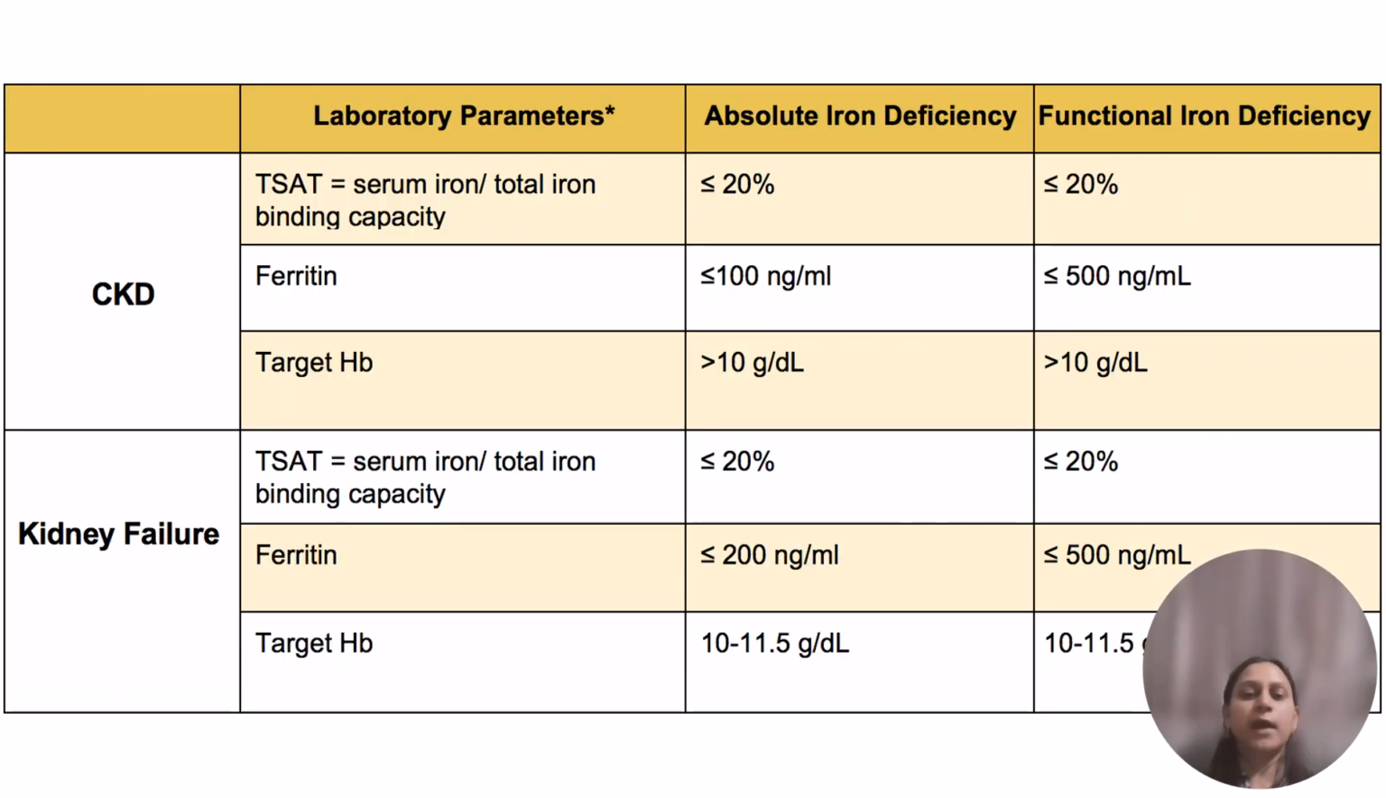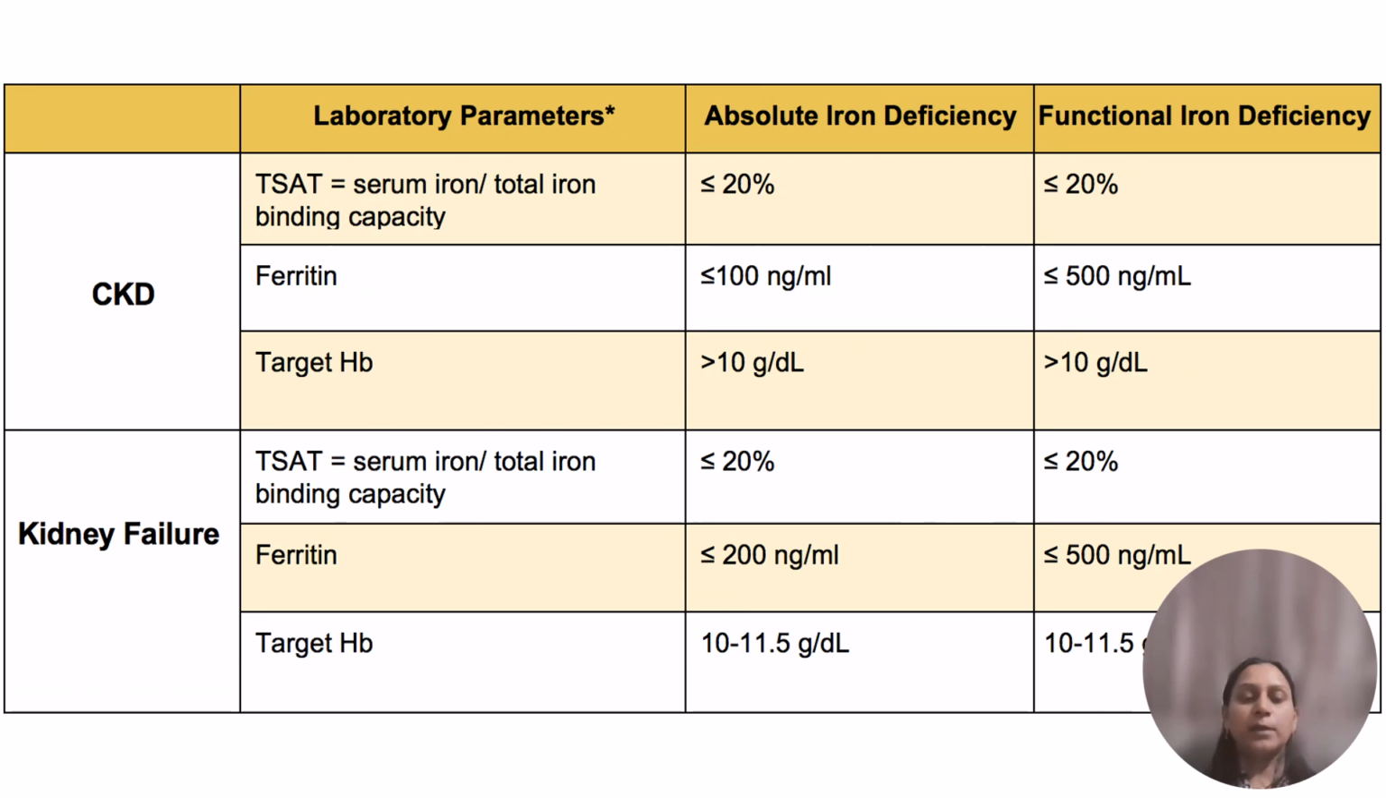So what is absolute iron deficiency and functional iron deficiency? Absolute iron deficiency is when the iron levels in the storage form are low and the iron available in the circulation is also low. Whereas in functional iron deficiency, the storage form of iron, the ferritin level, is adequate, but the iron is not available in circulation. This happens when the hepcidin levels are high in the body.